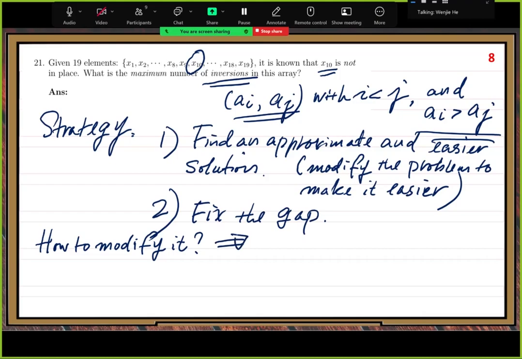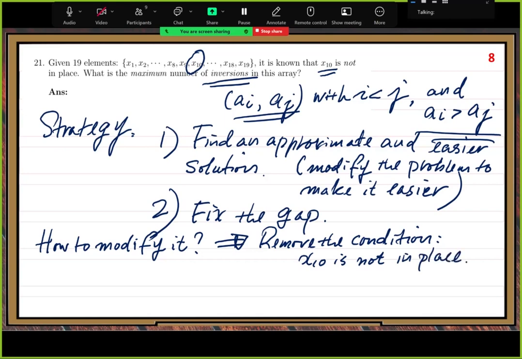Let me give you the answer. Okay? Remove the condition. What condition? Remove this condition: X sub 10 is not in place. Okay, remove this condition. Can you find a solution?